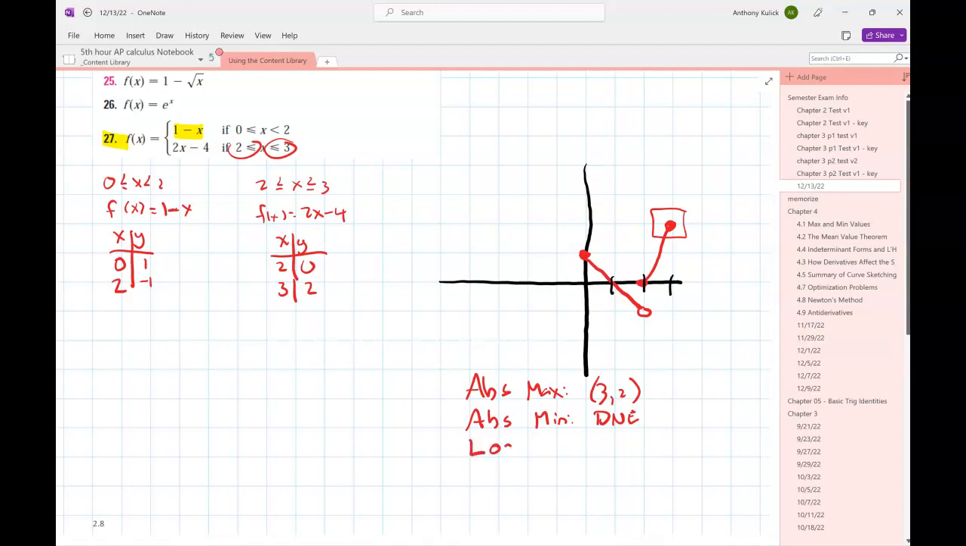So we want then our local maximums. So we have a local maximum here, because again, in that neighborhood, that's the highest point, so that would be at (0, 1). And there's no other local maximum. So my local minimum is going to be here at (2, 0). Again, in that neighborhood, that's the lowest point in that neighborhood. And that'll do it.